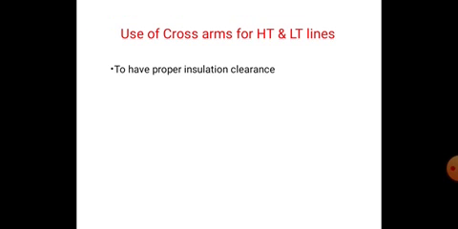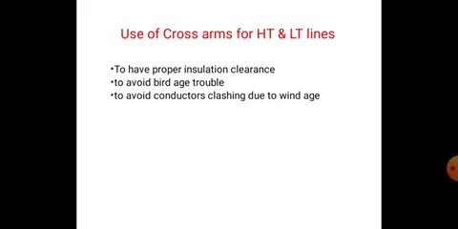So what is the use of cross arms for high tension and low tension lines? To have proper insulation clearance. What is the main use of cross arms? To have proper insulation clearance, to avoid buddage troubles, to avoid conductors clashing due to windage.